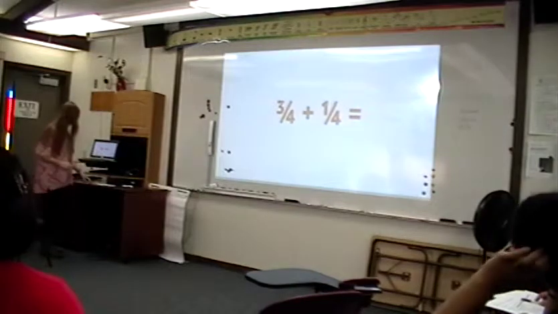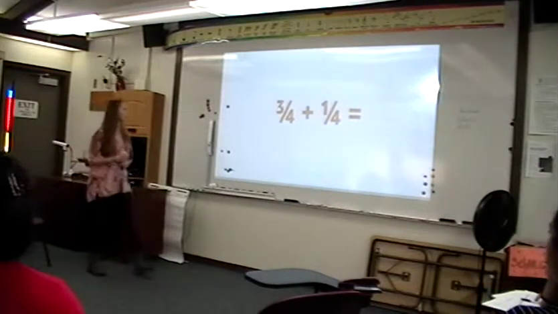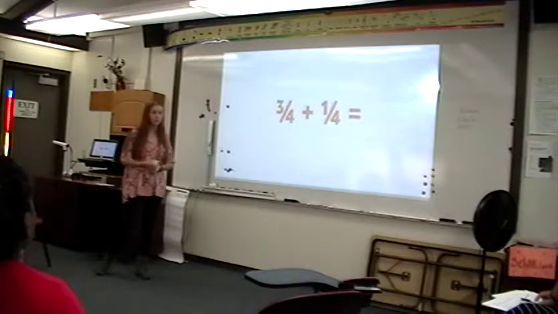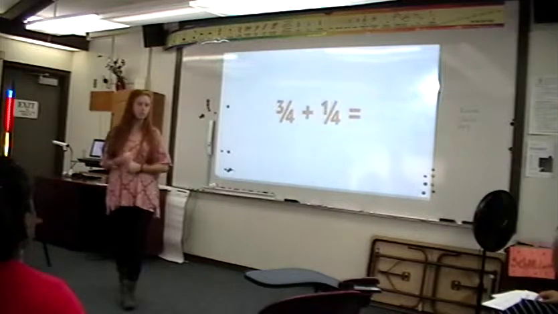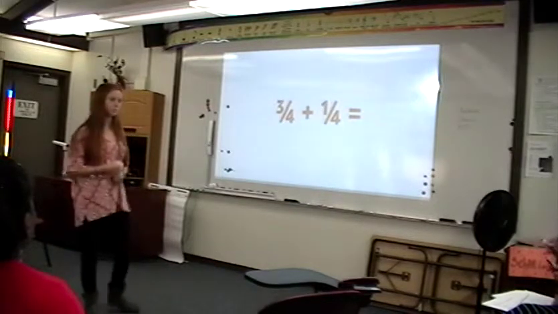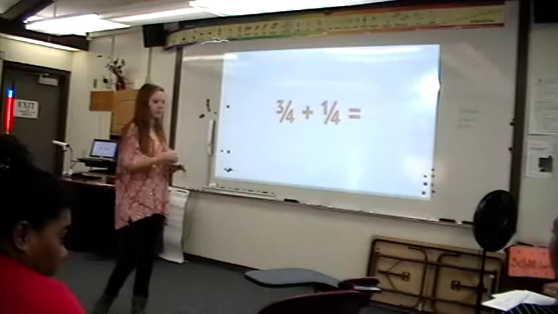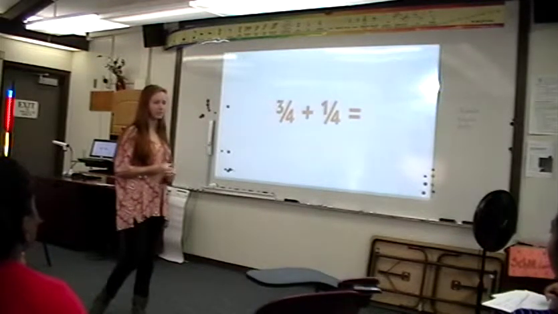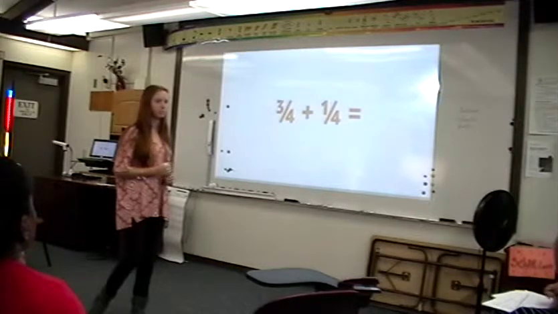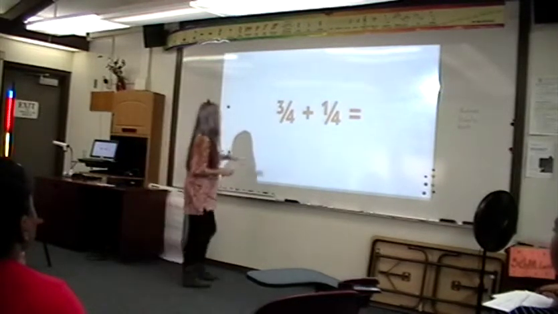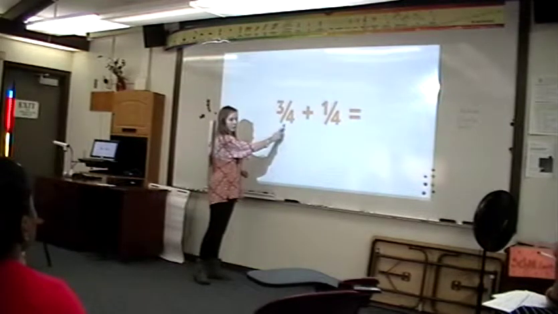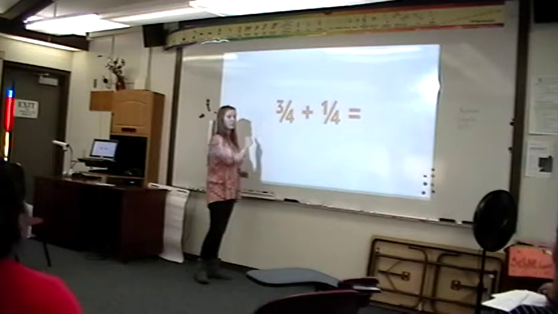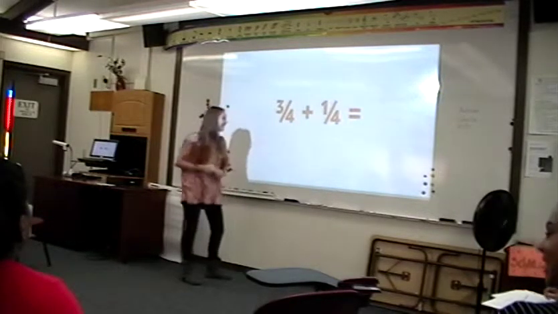Next, can anyone tell me what type of problem this is? Is it unlike fractions? Are they like fractions? Addition, subtraction? Addition of like fractions. Why is it like fractions? Because the bottom denominator is the same. Okay. So what she said was the 4 is your denominator, right? And the 3 is the numerator. The numerator, right?